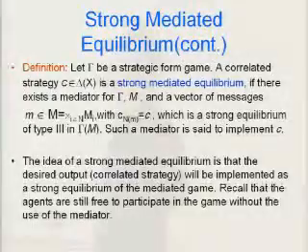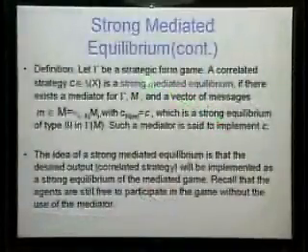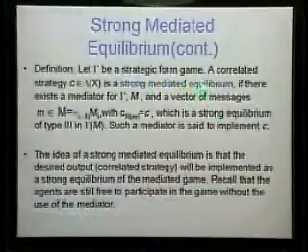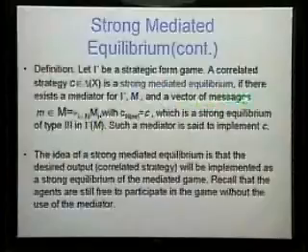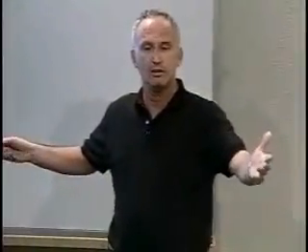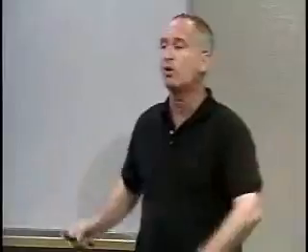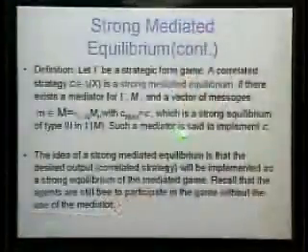It's given a strategic form game. A correlated strategy is a strong mediated equilibrium if there exists a mediator and a vector of messages such that if we submit this message to the mediator, this is what we tell the mediator, what will be implemented is exactly this correlated strategy. Moreover, doing that is a strong equilibrium of type 3 in gamma m. So what is written here, again, let's read it.